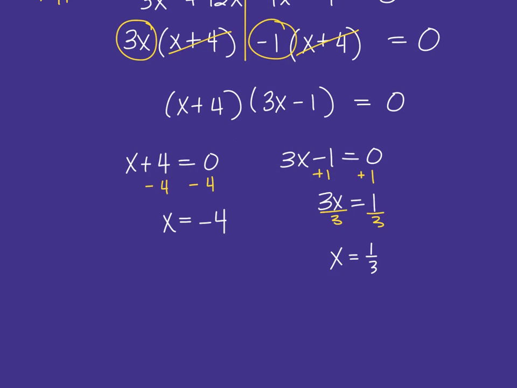And so now I have my x-intercepts. X-intercepts is where our graph would cross the x-axis. So this is going to cross 2 times. It's going to cross once at negative 4, and it's going to cross again at 1/3. It's the same thing as finding solutions. Okay, any questions on that one? I just have one more for you.